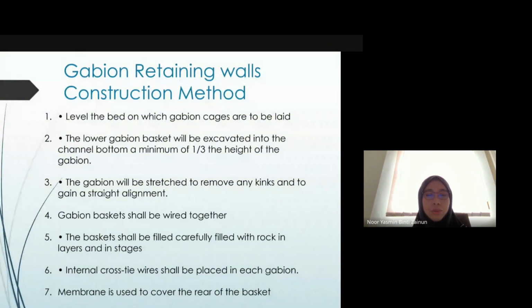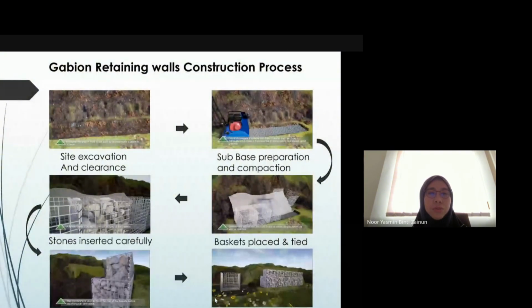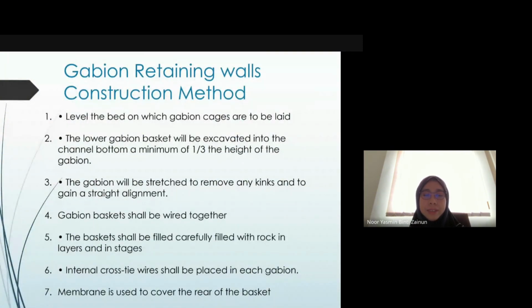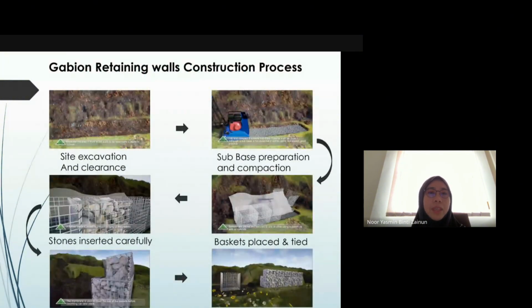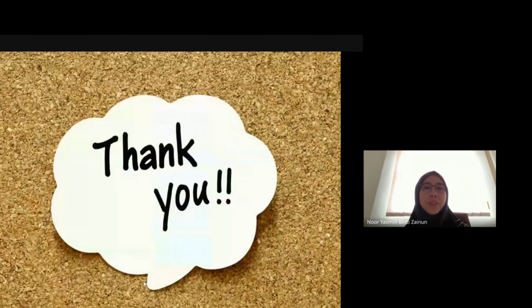And also a membrane is used to cover the rear of the basket, and also the backfilling can take place as the last step before grass laying. So this is the step by step of the retaining wall construction process on the gabion retaining wall that you've seen just now in the video. And actually we have finished part 1.